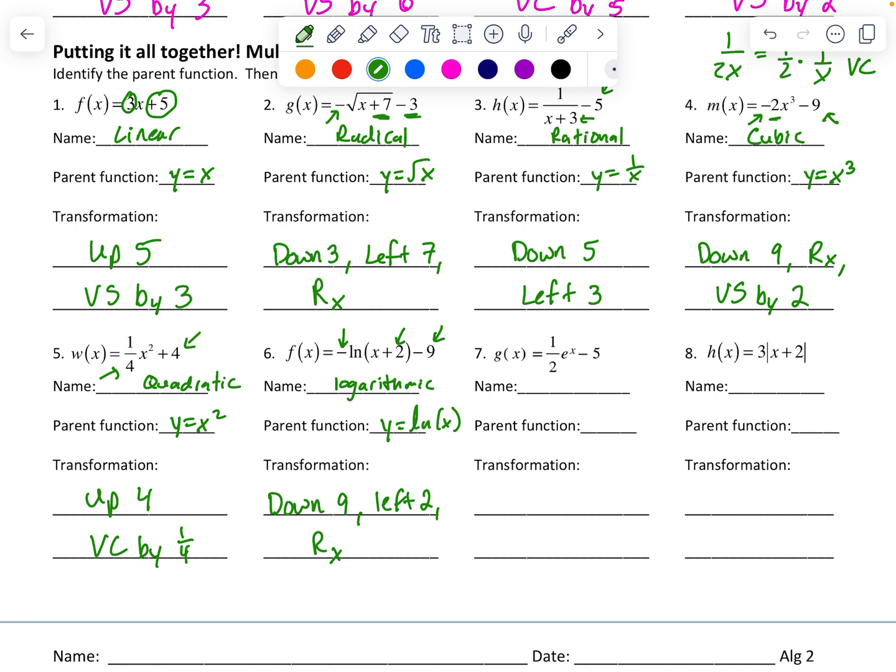All right, up next we have an exponential. Got a minus 5 outside of the exponent, so that is a down 5. And a 1/2 in the front tells me a vertical compression by 1/2. And I forgot to say the parent function is b to the x.